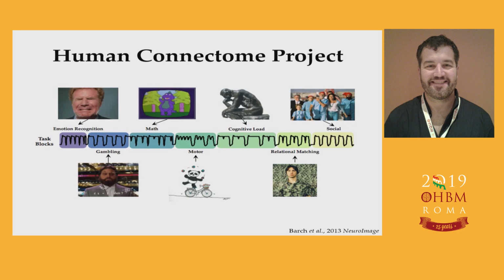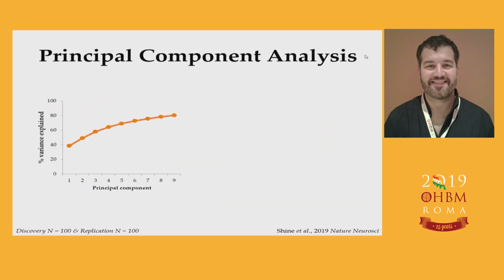So for those that are unaware, there are these 7 different tasks that range from emotion recognition, a gambling task, a math and a language task, a motor task, an N-back cognitive load task, a relational matching task, and a social task. And so what we did was we put all of these together, we appended them over time and across subjects, and we wanted to fit a principal component analysis to this data, to see if we could find a low-dimensional architecture within the human brain. And so lo and behold, it's precisely what we found. So with even 5 principal components, we could explain 70% of the variance in the data.